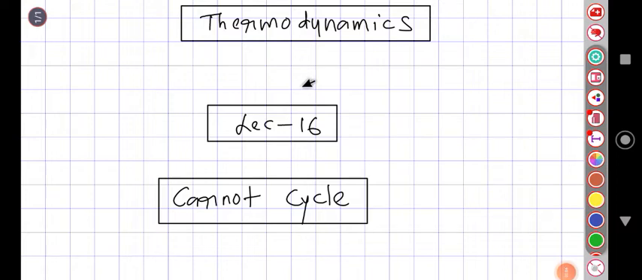Welcome all. In continuation with the second law of thermodynamics, today we will see the Carnot cycle. Sadi Carnot is one of the scientists, I think from France. He worked very well on this reversible cycle. Before going to the reversible process or entropy, we will understand the Carnot cycle he has given us.